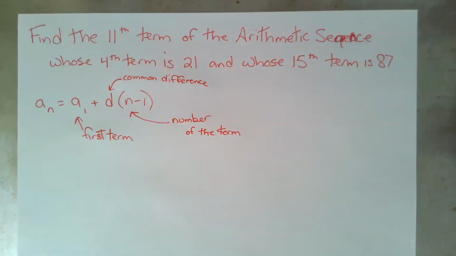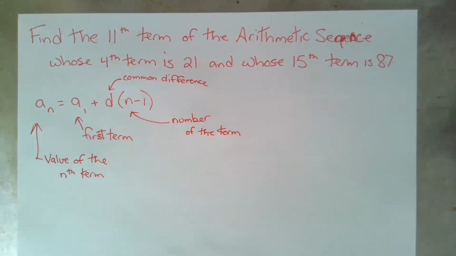N is the number of the term. So our first term, n would be 1. Our fourth term, n would be 4. And finally, a sub n is the value of the nth term.